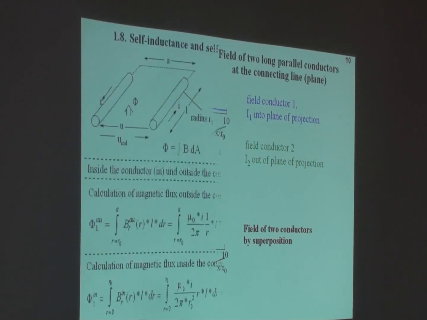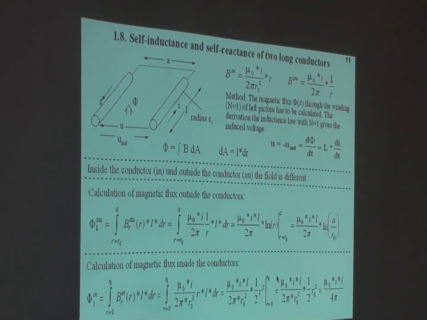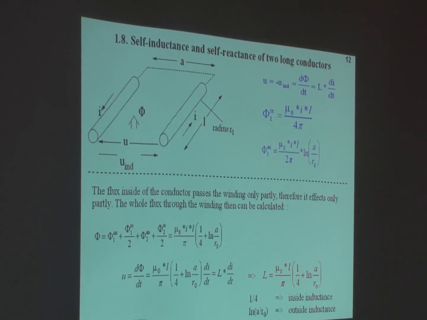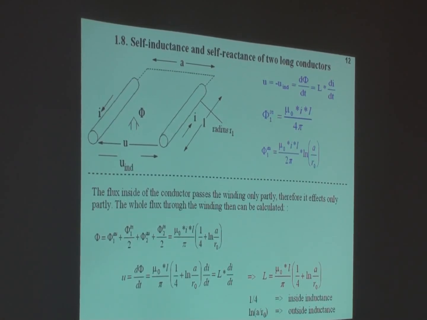That's a self-inductance. And you have to add the flux by superposition, and then we will get the inductivity. That's the known inductivity of long parallel conductors. But if we afterwards use the method of reactance calculation, we have to calculate the same here.